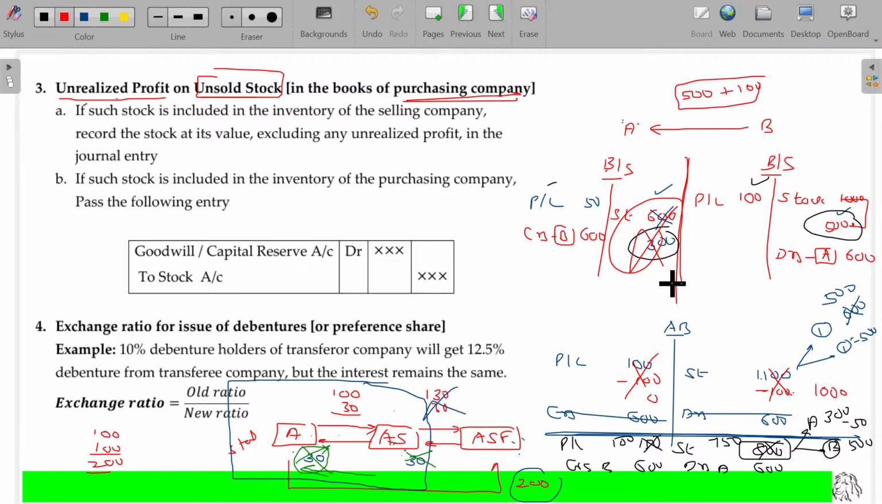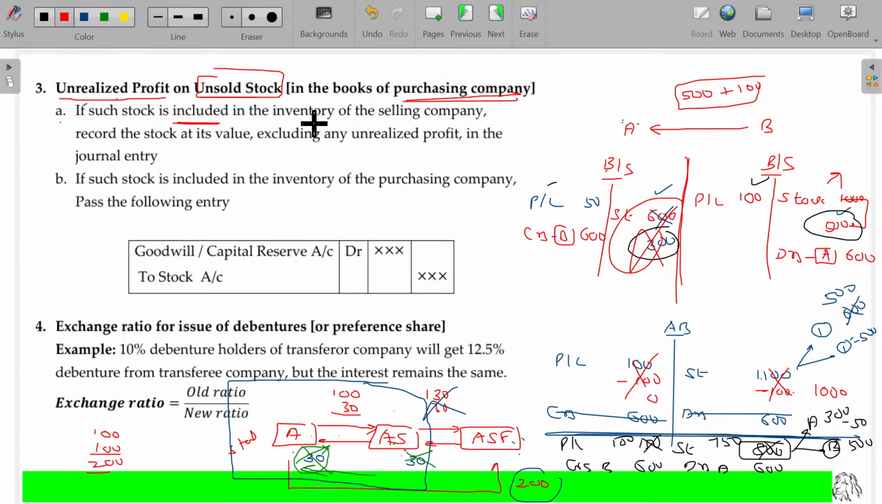Usually, that unrealized profit on unsold stock comes along with the intercompany owings. Okay, this is all about unrealized profit, and parallelly we are cancelling this one also, right? So these two usually come as a single adjustment. Intercompany owings as well as unrealized profit both will come as a single adjustment. Is that clear?